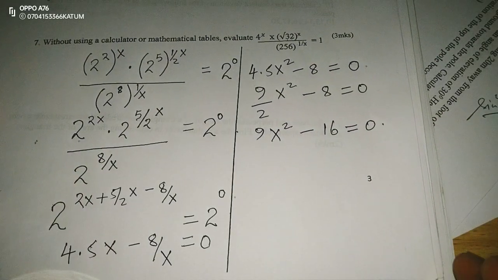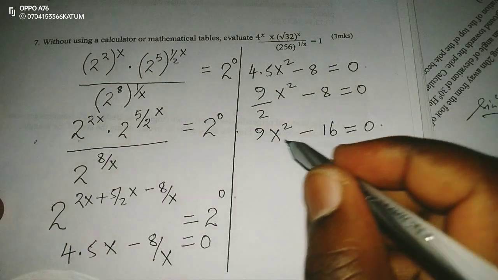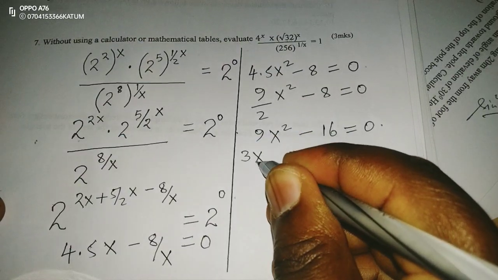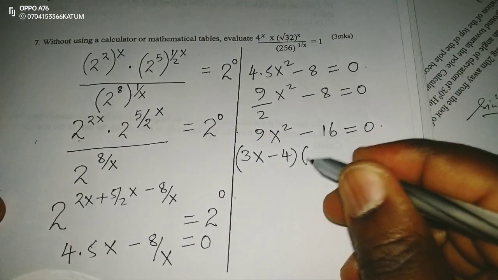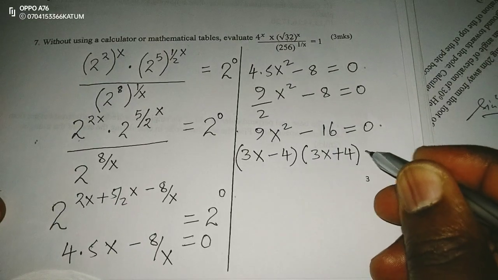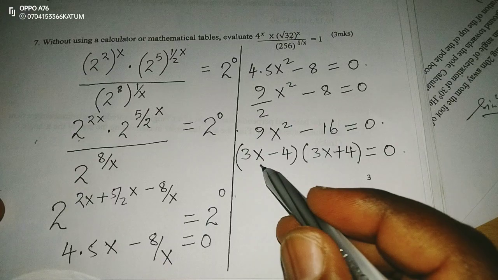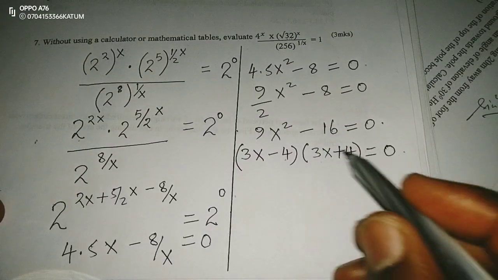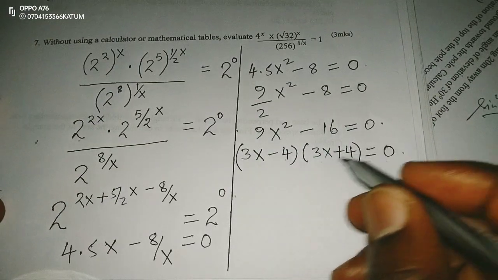Then I solve the equation from that point, whereby I'll first of all factorize. It is a difference of two squares, so this becomes 3x minus 4, 3x plus 4, equals 0. So now we can say 3x minus 4 equals 0, 3x plus 4 equals 0, whereby 3x will be equal to 4 or 3x equals negative 4.